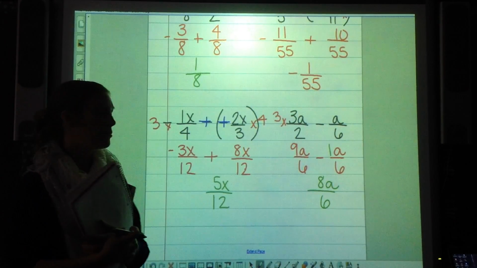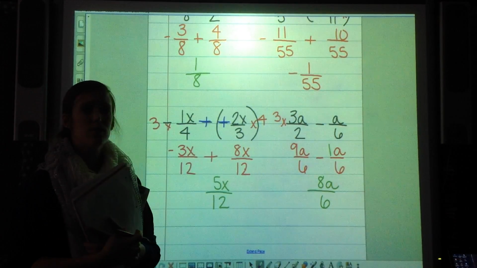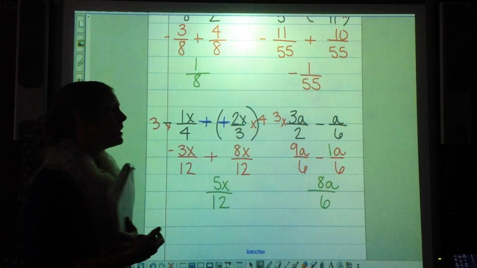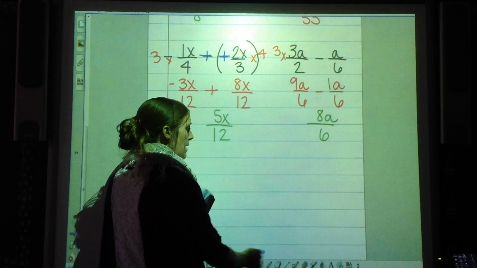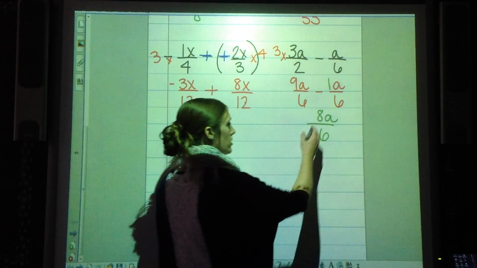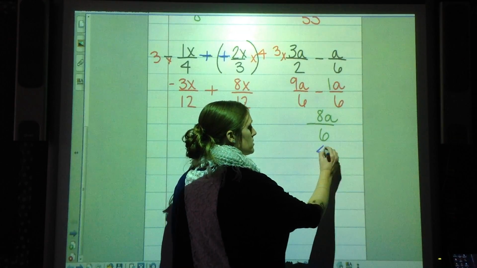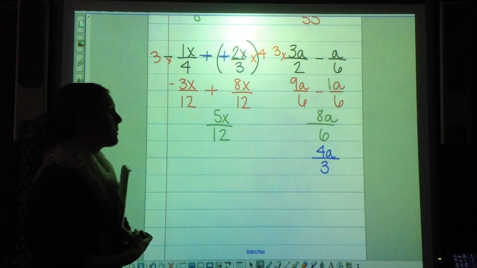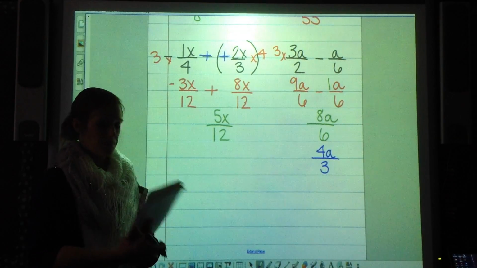So this is the first problem we're going to have to continue on. 8 over 6, again, I'm ignoring the a for a second. I'm working with that fraction, 8 over 6. I see that it has the greatest common factor of 2, so I'm going to pull 2 out of both the numerator and the denominator. So 8 divided by 2 is 4, and 6 divided by 2 is 3. So the best answer for this problem is 4a over 3.